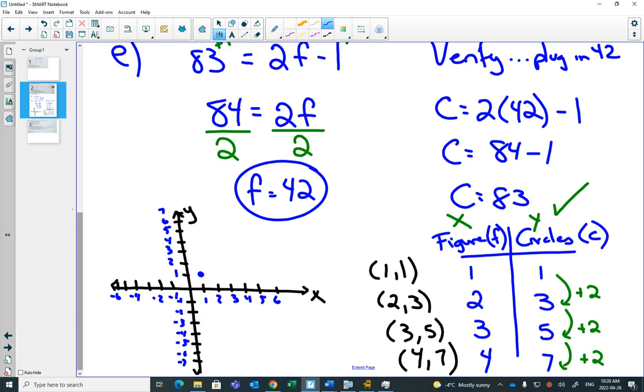So if I had 2, comma 3, I'd go to 2 and to 3 and I draw a dot. And then I have 3, comma 5, I go to 3 and then 5 and I draw a dot. And then 4 and then 7 and I draw a dot. And what shape do those dots make? A line. That was a lot of explaining. The reason they're called linear relations is because they are lines.